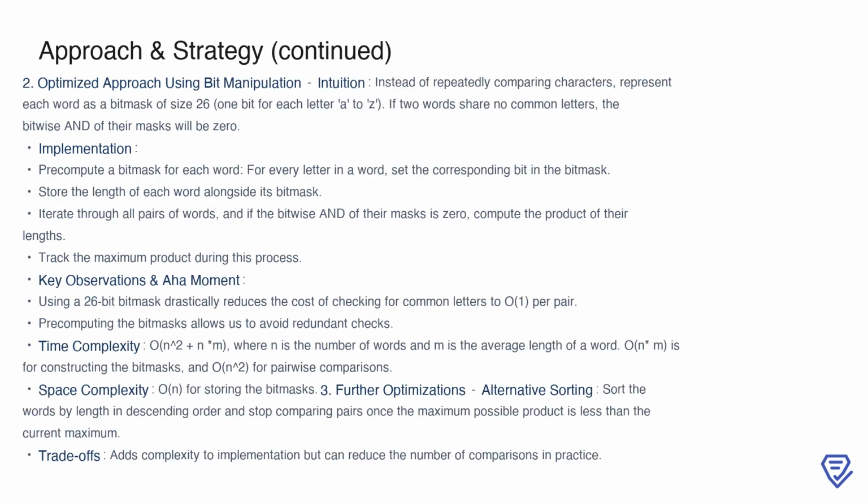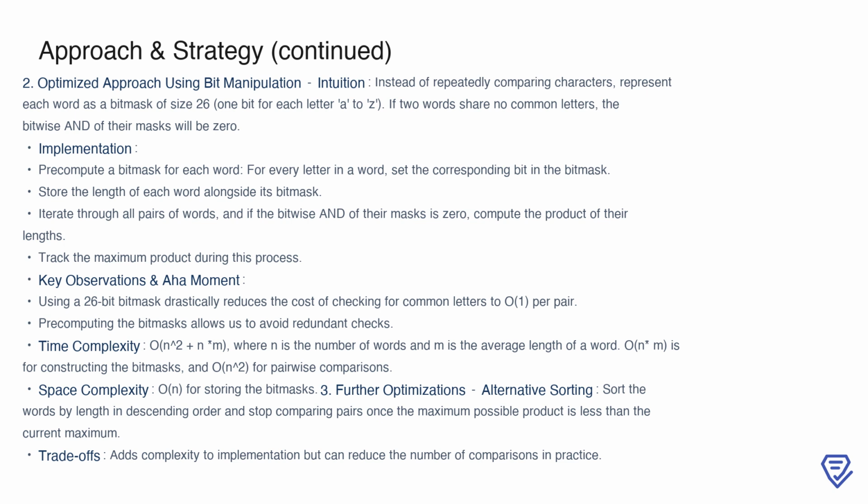To address the inefficiencies of the brute force approach, we can use an optimized approach based on bit manipulation. The key idea here is to represent each word as a 26-bit bitmask, where each bit corresponds to a letter from A to Z. If a word contains a specific letter, the corresponding bit in the mask is set to 1. This allows us to quickly check if two words share any common letters using a bitwise AND operation.